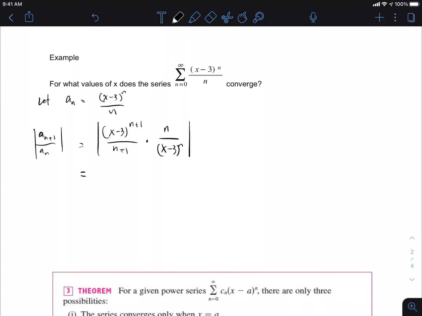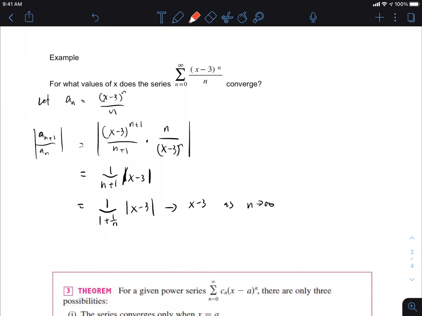So I'm going to get 1 over n plus 1 times x minus 3, and this should be an absolute value. But that can be cleaned up a little bit to be 1 over 1 plus 1 over n times the absolute value of x minus 3, which as n goes to infinity, we see it's just going to be the absolute value of x minus 3, right? And just so you know, that's as n goes to infinity. That's us taking the limit of this piece, right?